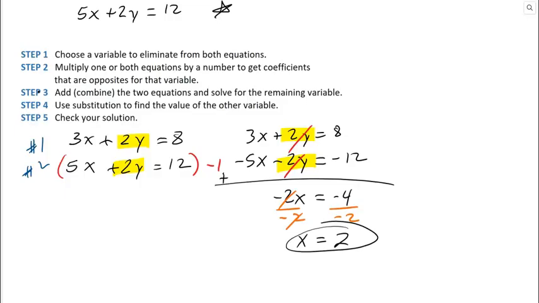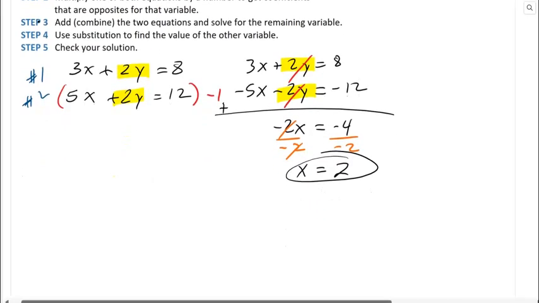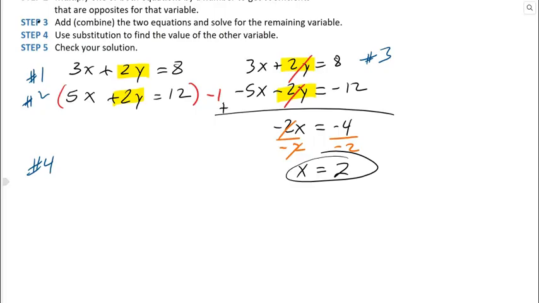Now I know what x is. x is 2. Now all I have to do is substitute that x back into one of the other equations. So as you can see, sorry, this was step 3. Now I'm going on to step 4. I'm going to use substitution. So x is 2, so rewrite one of those equations. 3 times 2 plus 2y equals 8. All right, 3 times 2 is 6, plus 2y equals 8.